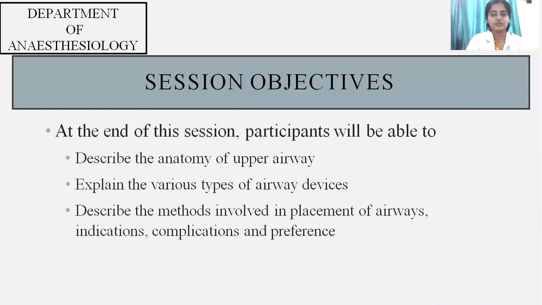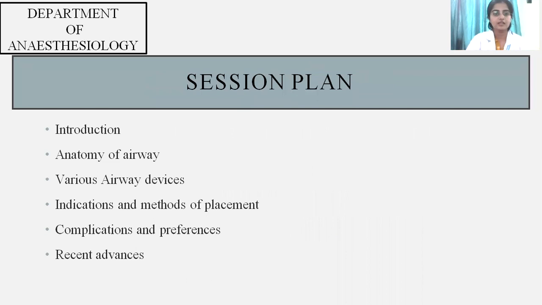So, what are the objectives for today? The main purpose of this session is that the student should be able to describe the anatomy of the upper airway, explain the various types of airway devices, describe the methods involved in placement of airways, indications, complications, and preferences. The session plan today includes the introduction, anatomy of airway, various airway devices, indications and methods of placement, complications and preferences, and recent advances.